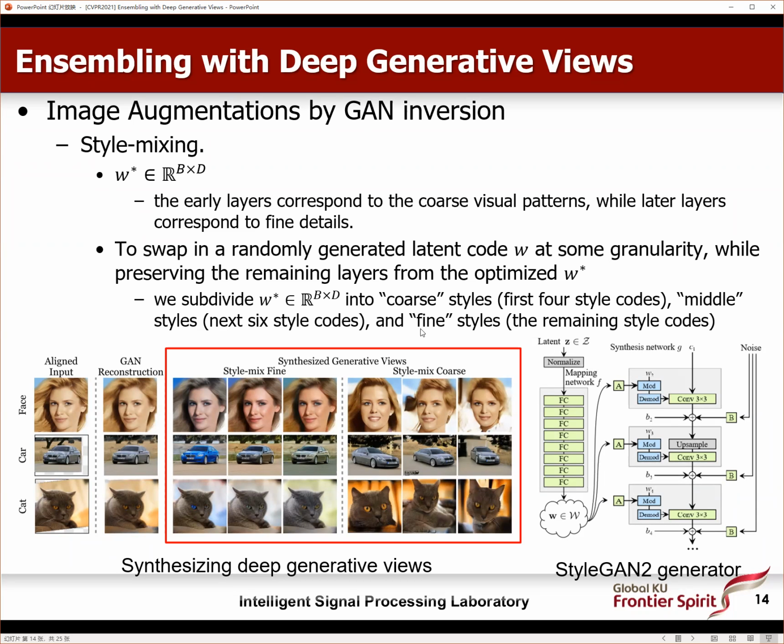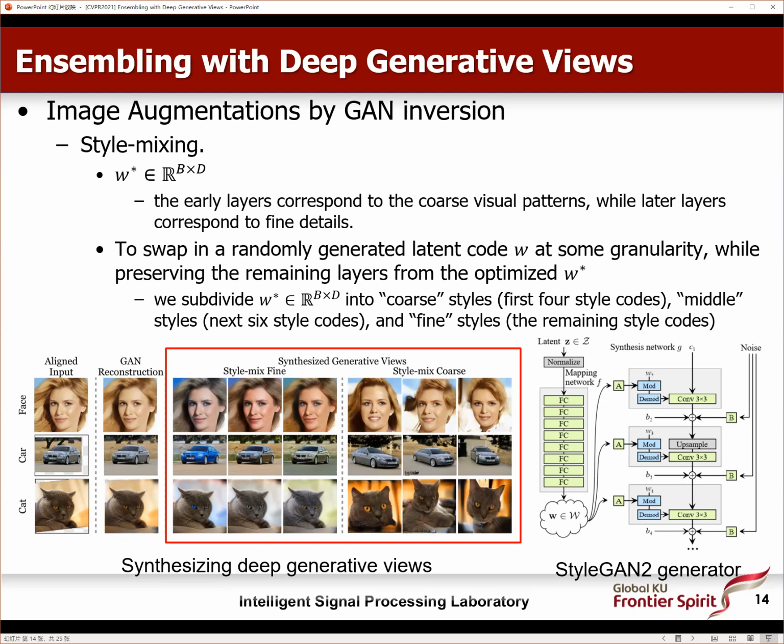So the coarse style here means the first 4 layers of the StyleGAN2 generator. So we feed the first 4 dimensions of the latent vector W into the generator, so that we can control the coarse style of these synthetic images. So what you are saying is that in this figure, different parts of W are fed into each of these generator layers. Is that what you're saying?